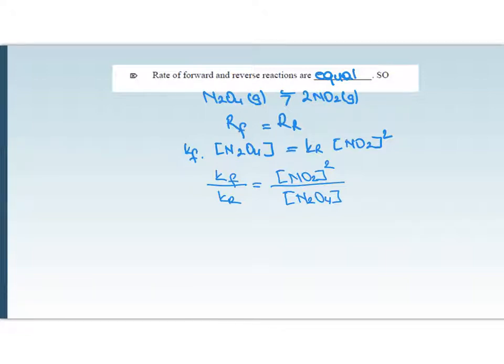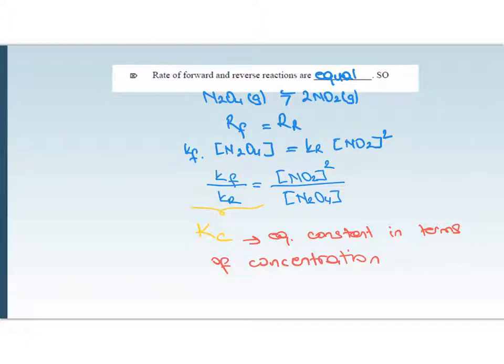So this value gives you Kc here, which means equilibrium constant in terms of concentration. So in order to find that Kc, you have two formulas. You can take Kf over Kr, or you can use the nitrogen dioxide concentration squared over the nitrogen tetroxide concentration. So this is products over reactants.